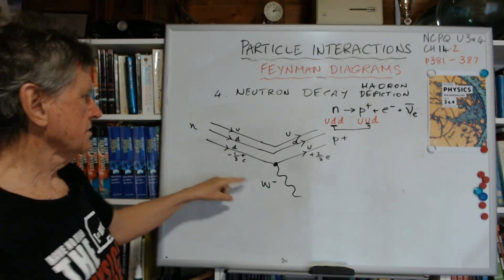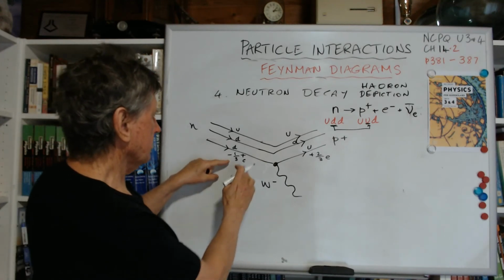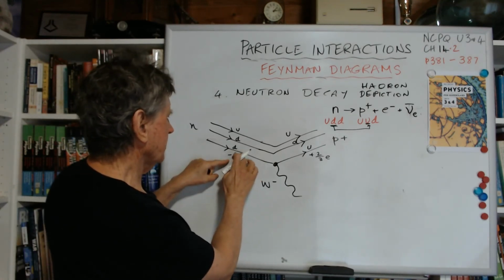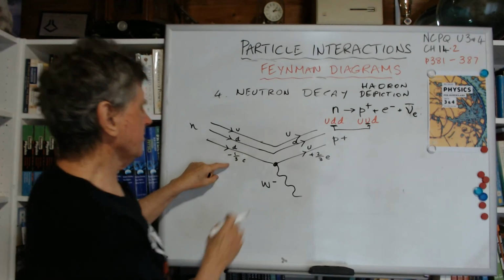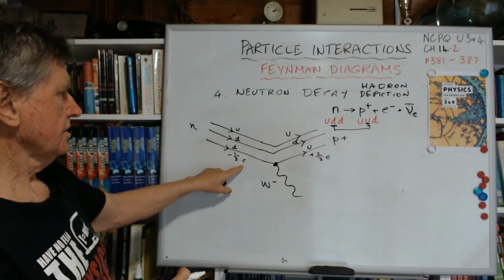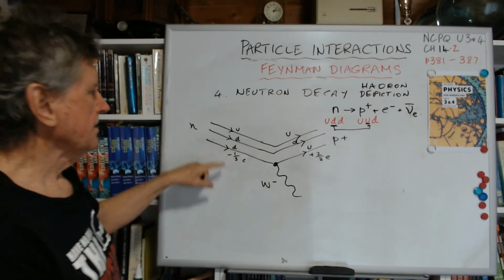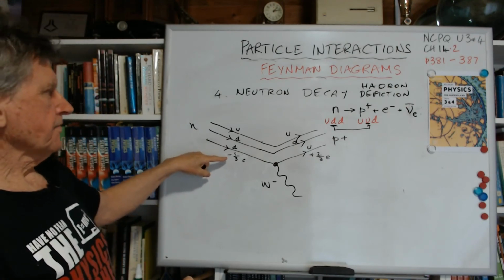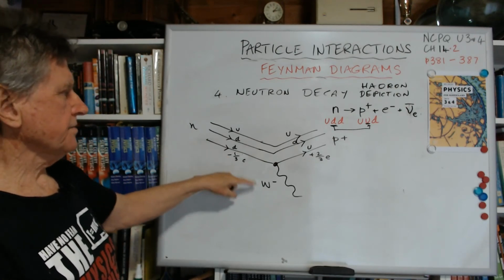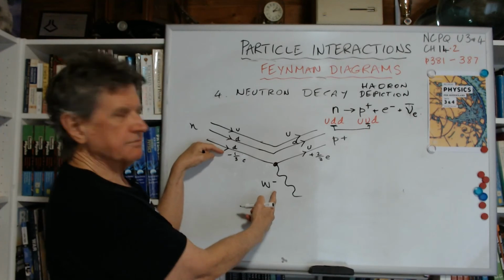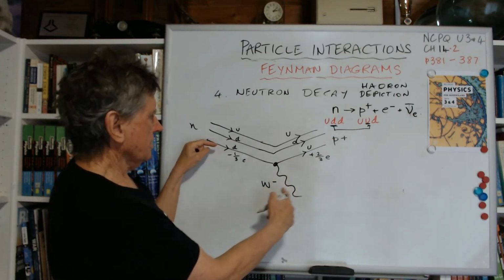Minus 1/3 of an electric charge. Minus 1/3 E, yeah, that's right. So this has to be a minus, so that the sum total of the charges is equal and opposite to that thing there. So this accounts for the change in the electric charge.